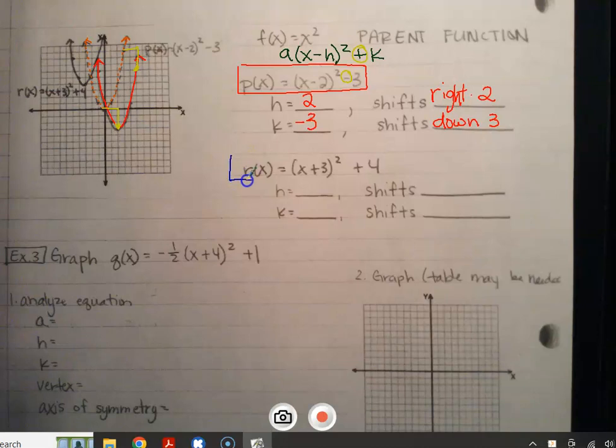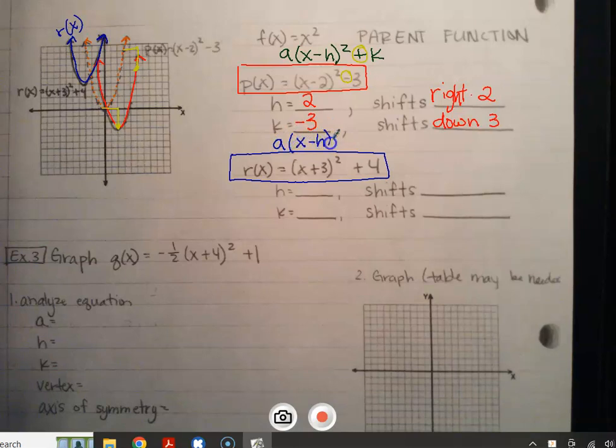Okay, so our next one is going to be r of x. And that's the graph here, our r of x. Okay, so again, we're going to compare it to our vertex form, (x minus h) squared plus k. All right, so our h value, remember, this one has a minus, this one has a plus. So we're going to have some differences.